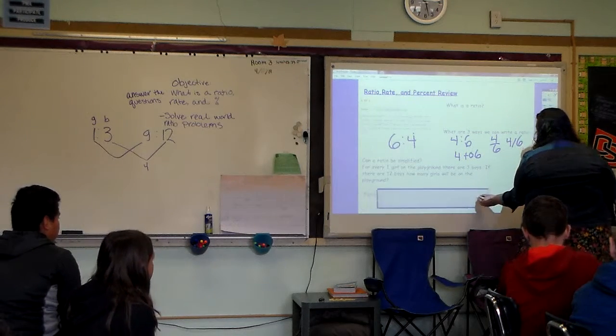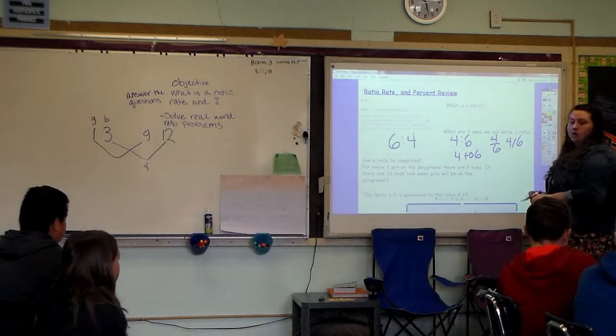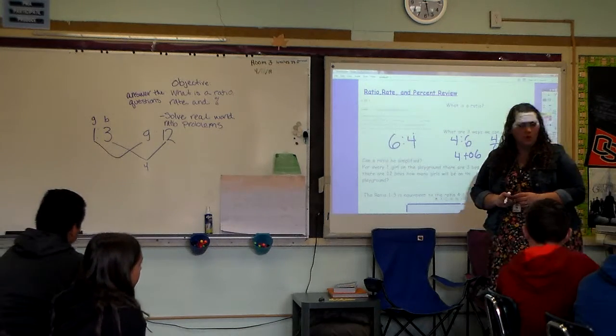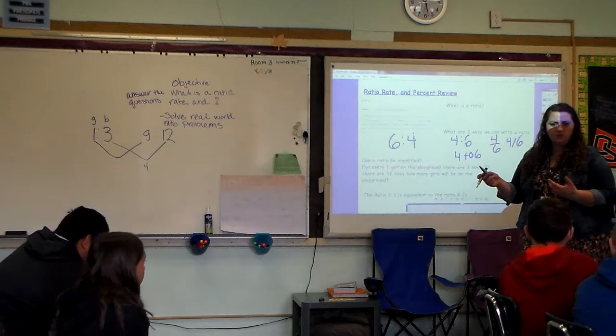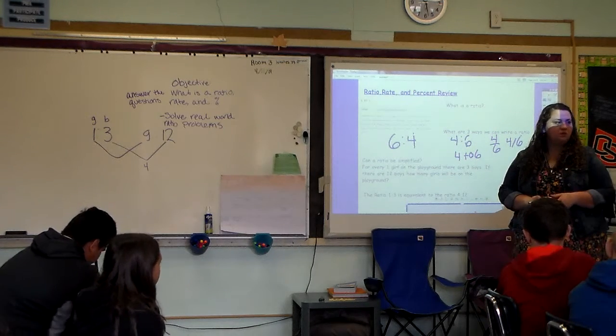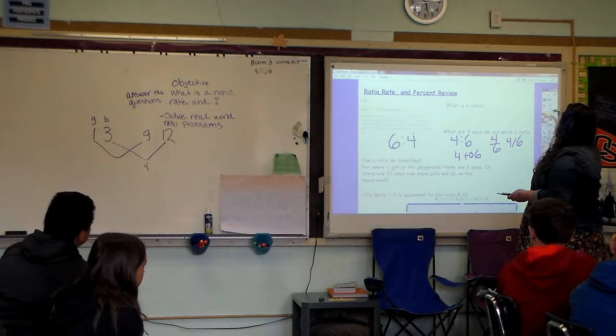This is the ratio of 1 to 3, which is equivalent to the ratio of 4 to 12. Okay? So can a ratio be simplified? Yeah, the same way that a fraction can be simplified. We can have equivalent ratios.